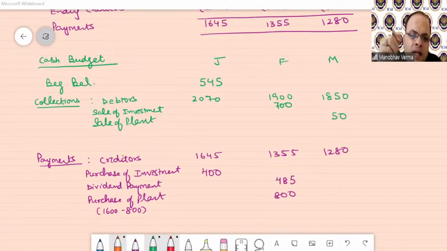Anything else? I guess we are done here. Or is there something else we need to mention? Guys, what about the expenses? Don't forget that piece. Madhushi says purchase of investment in March.